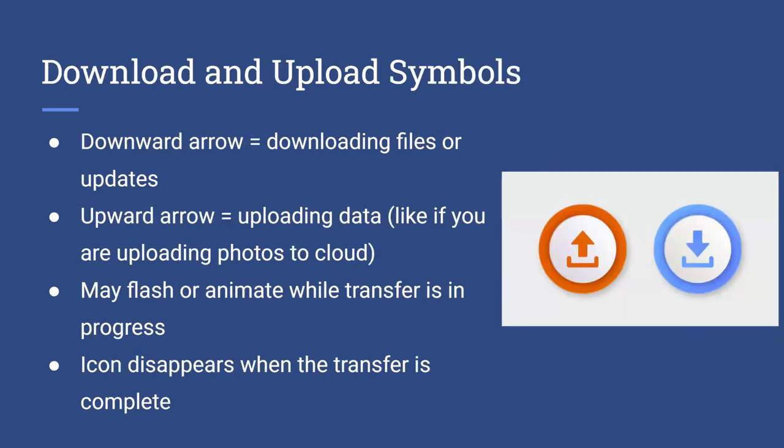So anyway, download and upload symbols. A download arrow is going to show you something going down. Basically, download means going down. That's all you have to remember. So a downward arrow means something's being downloaded onto your device. And an upward arrow means something's going from your device and is being uploaded somewhere else.